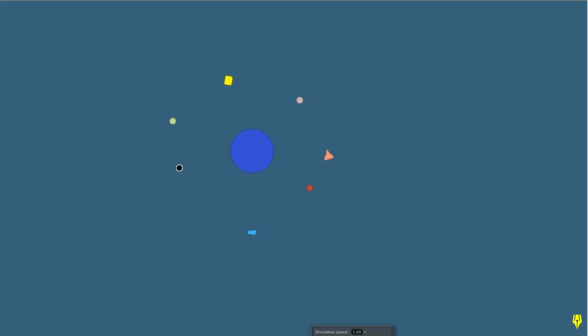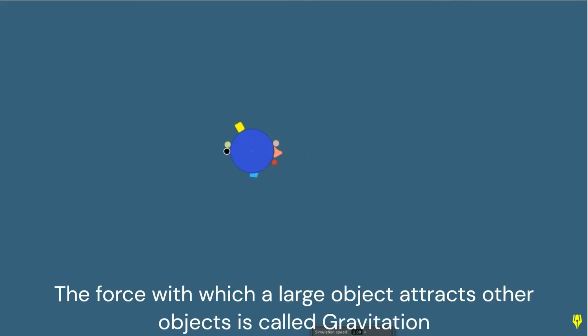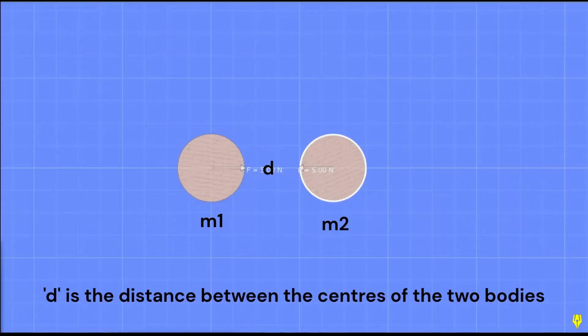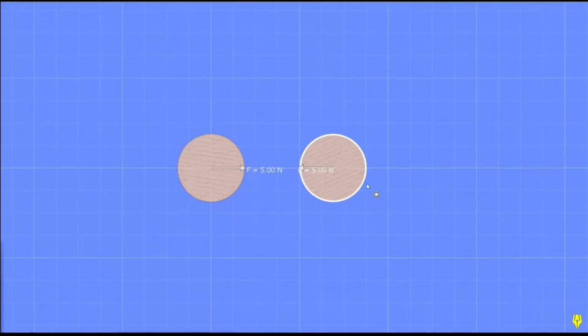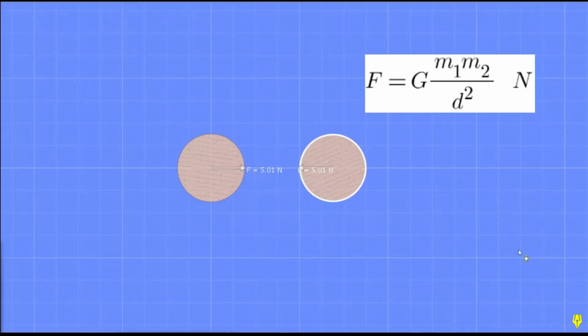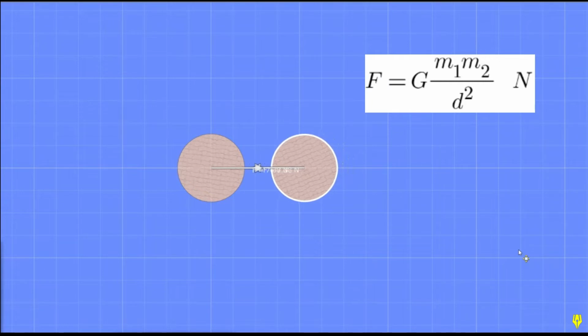We all know that a large object, like the Earth, attracts everything towards itself. This attractive force is called the force of gravitation. Two bodies of masses m1 and m2 are separated by a distance d. According to the law of gravitation, a force of attraction exists between them, pulling both bodies towards each other. The force of attraction is inversely proportional to the square of the distance between them.